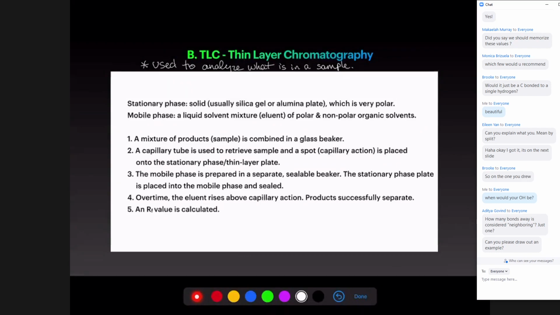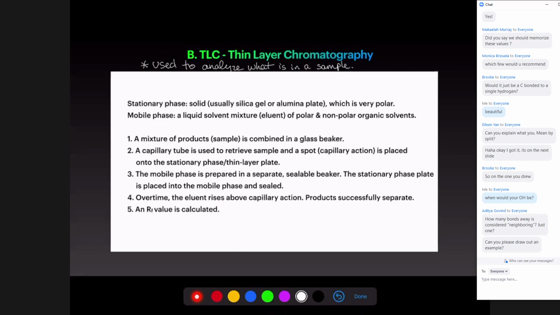For thin layer chromatography, it is used to analyze what is in a sample. The stationary phase is the solid, again, the silica gel or alumina plate, which is very polar. The mobile phase is a liquid solvent mixture, which is called eluent, of polar and nonpolar organic solvents.